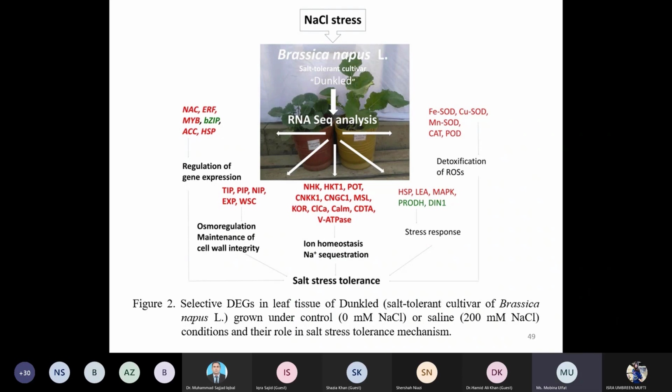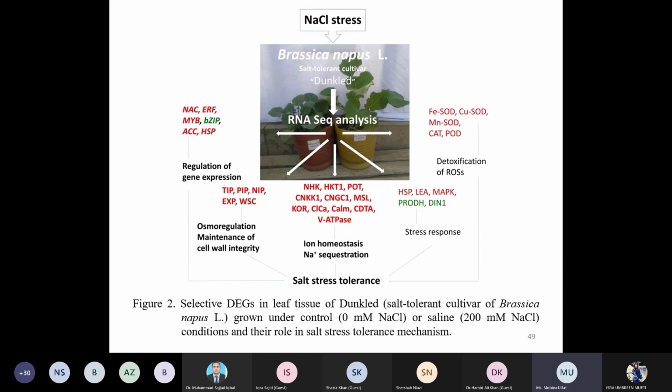NAC, ERF, MYB, BZIP, ACC, HSP were the different classes of transcription factors or regulatory proteins that are meant for the regulation of gene expression. They cause altered expression of other related genes under salinity stress. Then these TIP, PIP, NIP, EXP, WST were different proteins that have to do with the uptake of water and characteristics of the cell wall and cell membrane, and they are meant for osmoregulation or maintenance of cell wall integrity.